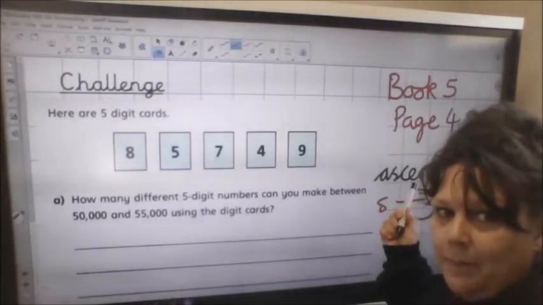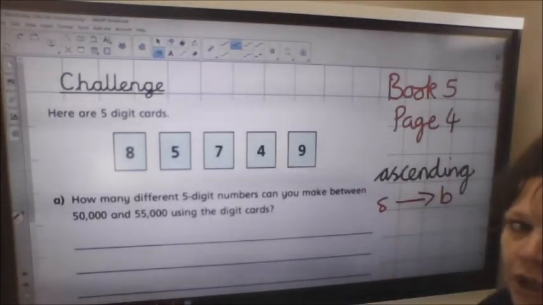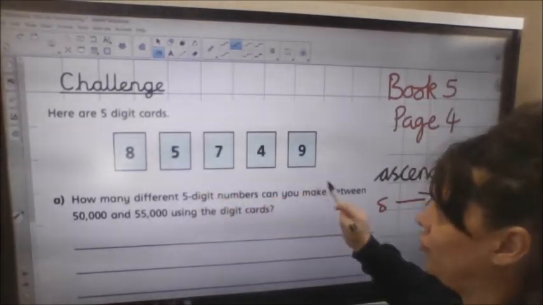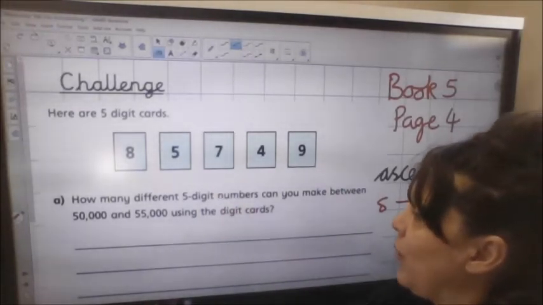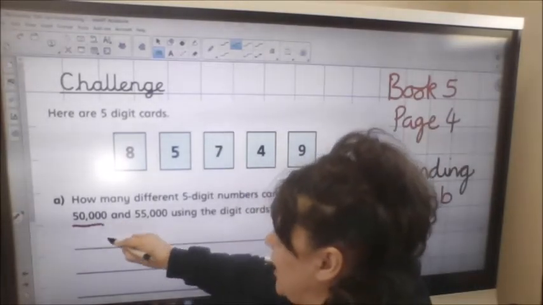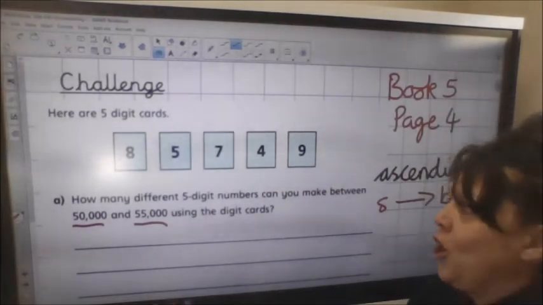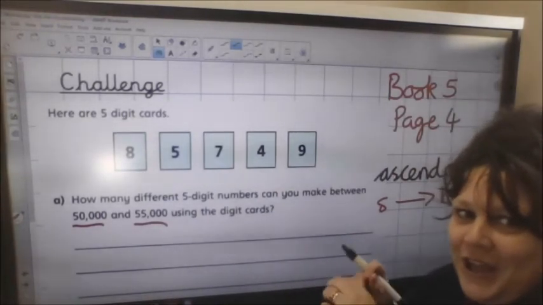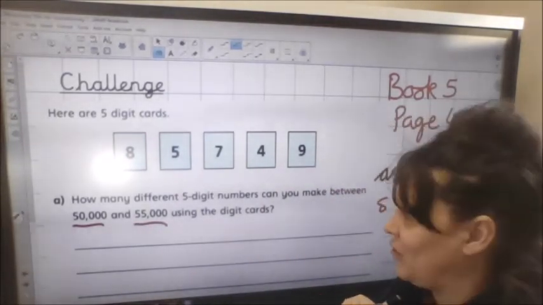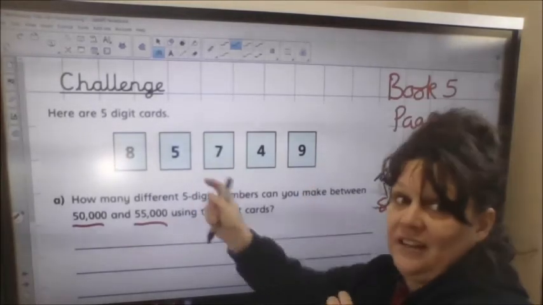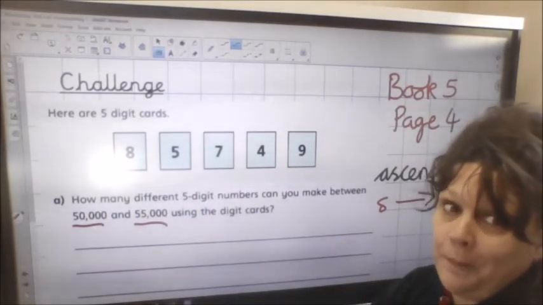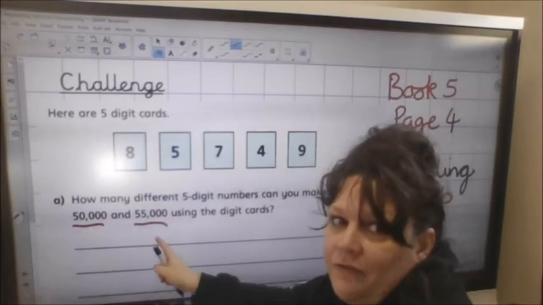Now, once you've had a go at book 5, page 4, I've got a challenge for you to do in your book. There are 5-digit cards. How many different 5-digit numbers can you make between 50,000 and 55,000? It's really important that you read the question carefully because it's asking for specific numbers. If you give me a number like 85,749, well, no, you're not right. It is a 5-digit number, but it isn't between 50,000 and 55,000.